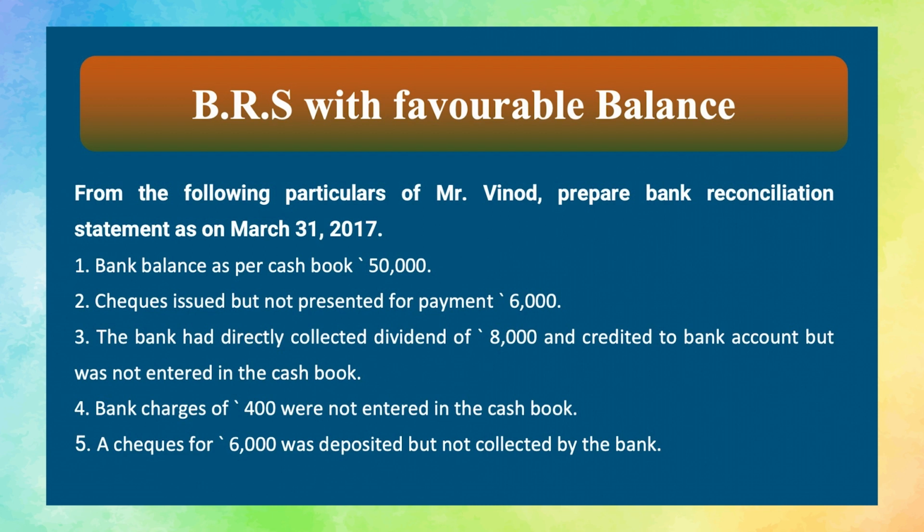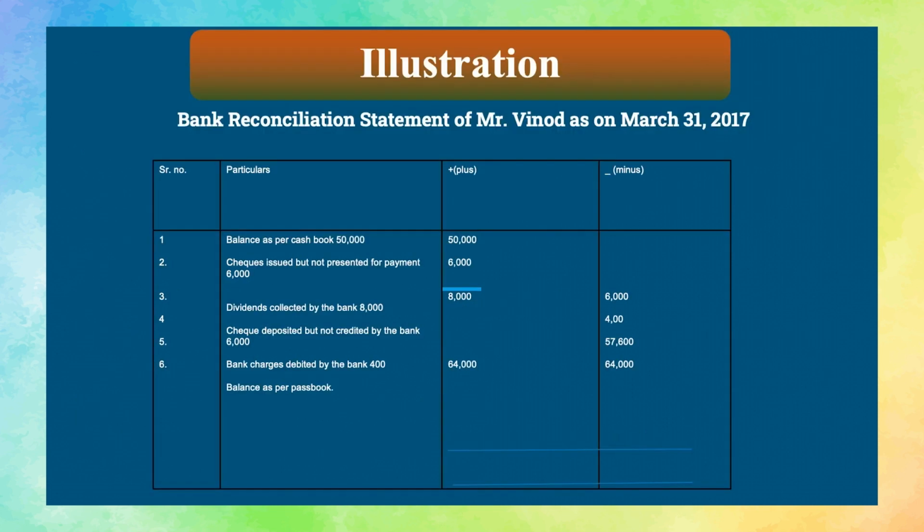The bank had directly collected dividend of 8,000 and credited to bank account but was not entered in the cash book. A check for 6,000 was deposited but not collected by the bank. Bank charges of 400 were not entered in the cash book. So, dear learners, we will prepare bank reconciliation with above said particulars.